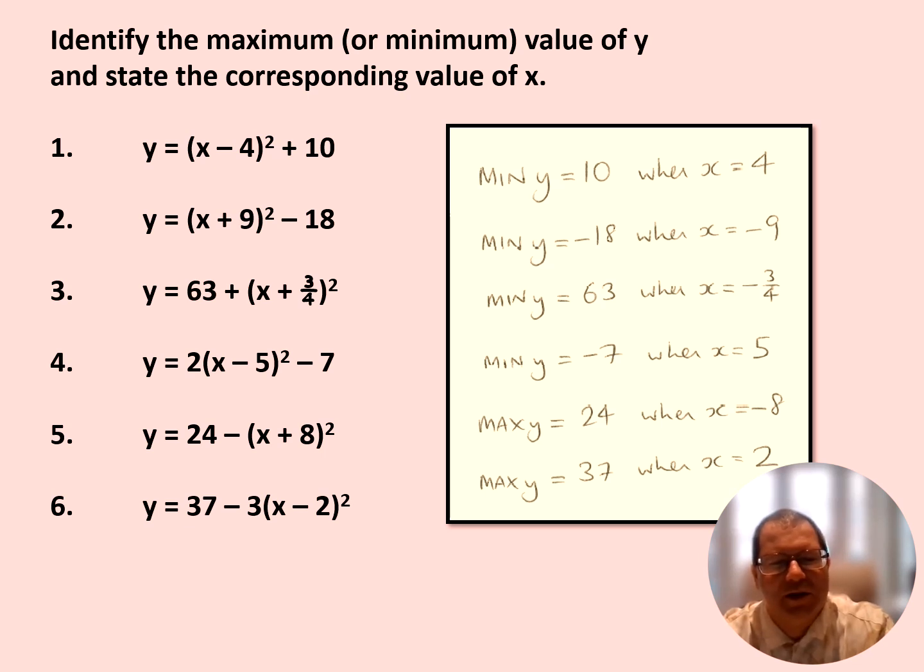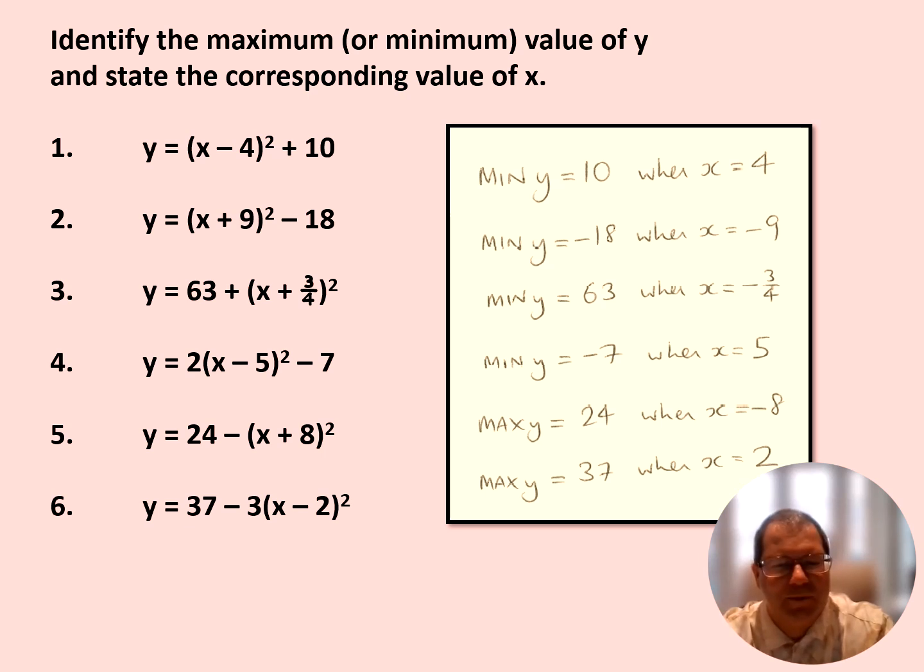Number 3 has been written the other way round, but it still works in the same way. So the minimum value of y is 63, and that will be when x is -3/4 to make the bracket 0. For number 4, the 2 is irrelevant. It just stretches the graph, but it won't actually affect what the minimum value is, because x minus 5, when that is 0, 2 times 0 is still 0. So when x is 5, we get y equals 0, take away 7. So the minimum value of y is -7, and it occurs when x is 5.